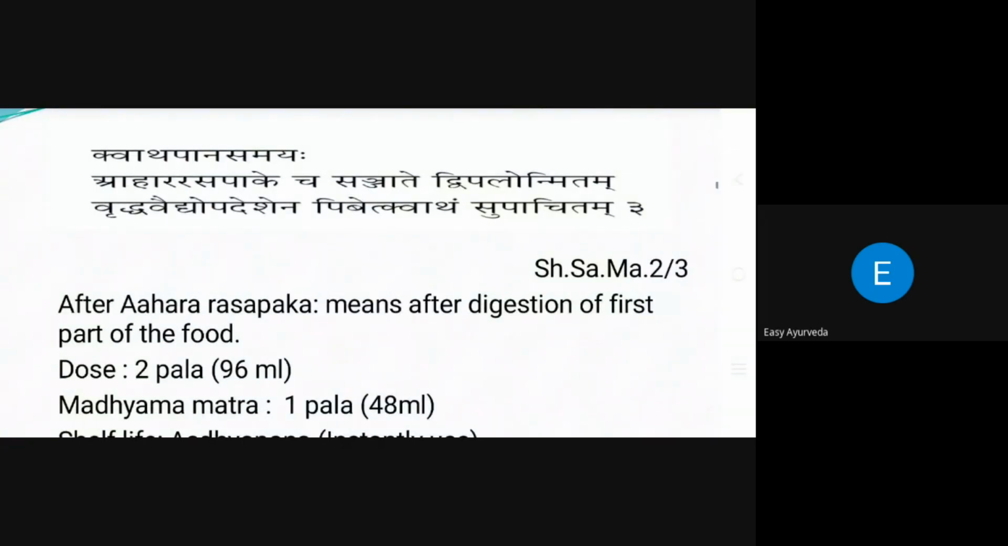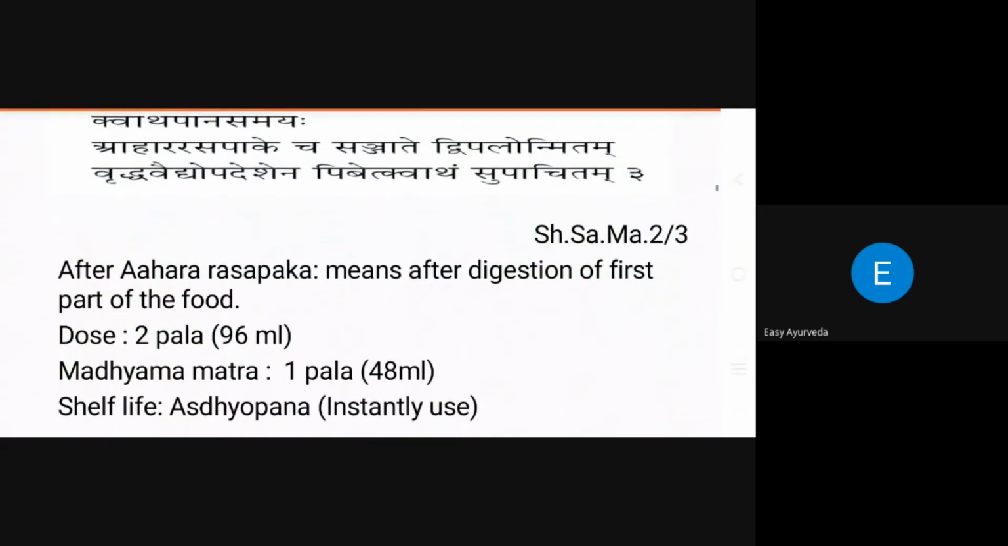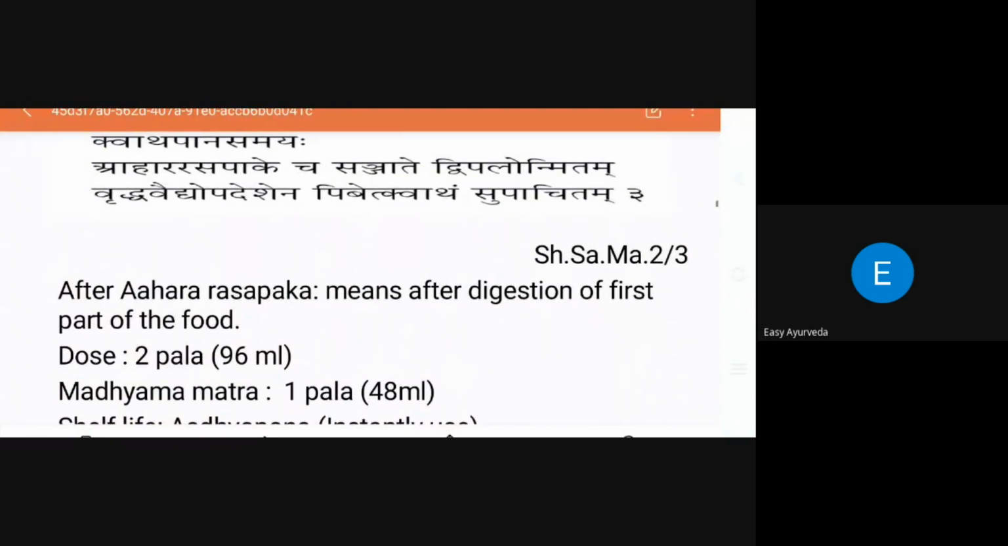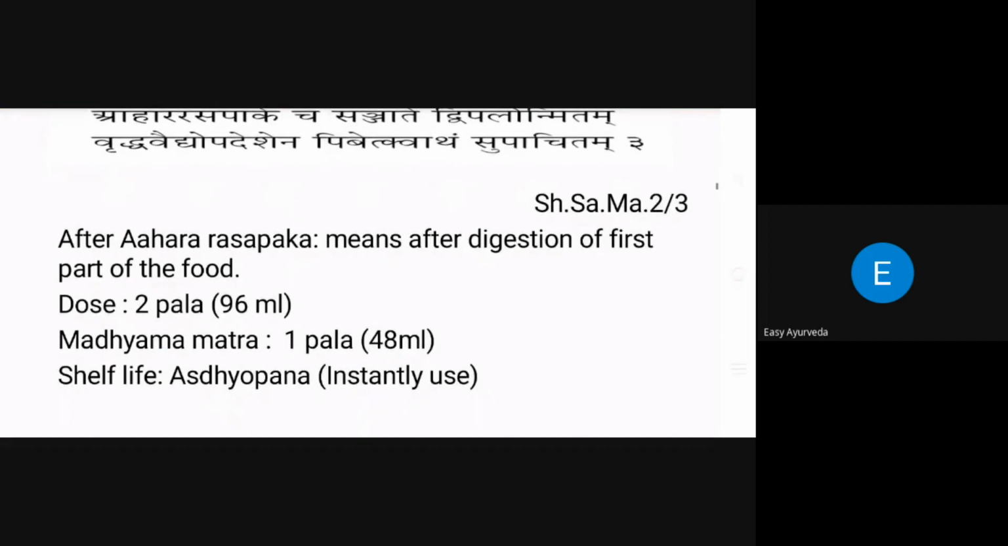Sanjate Dvipalonvitam. The dose has been mentioned as 2 pala. 2 pala means 96 ml. One pala is 48 ml. Ruddha Vaidya's Upadeshena, that is told by Ruddha Vaidyas. Their opinion has been mentioned in this context.